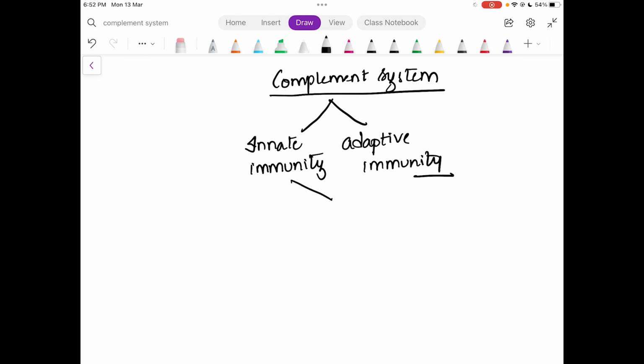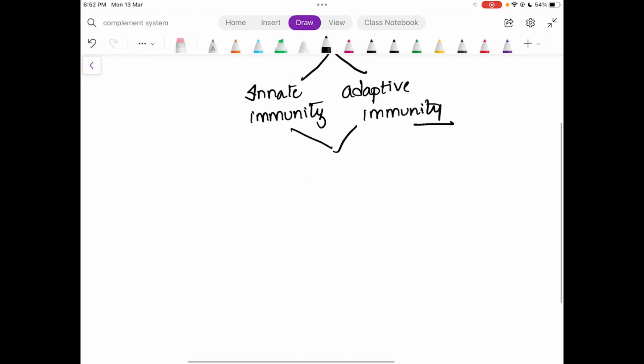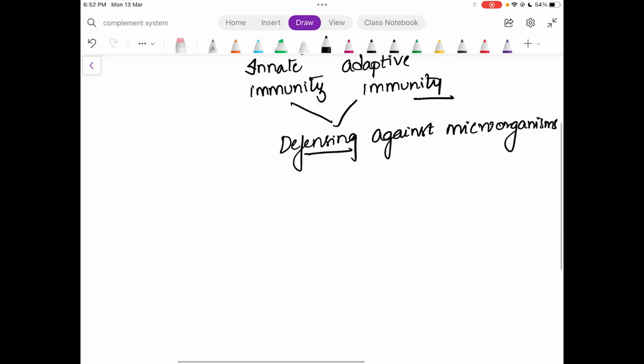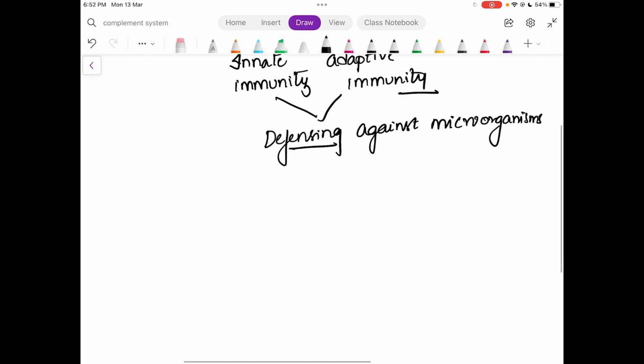So, what is the use of this complement system? They help in defense. How do they defend? They help in defending against microorganisms. What happens here?